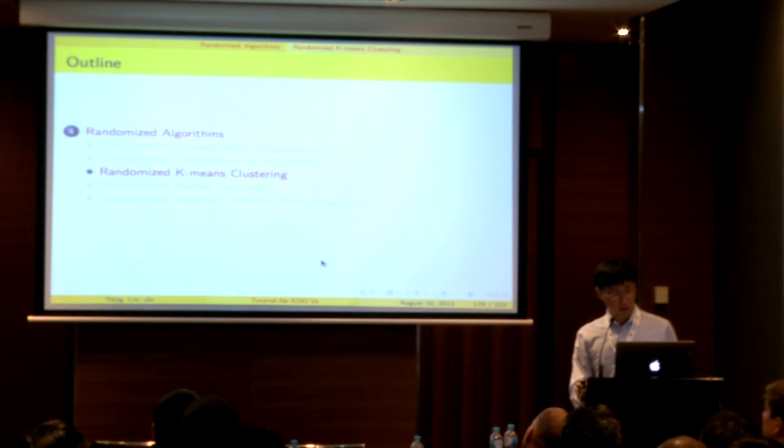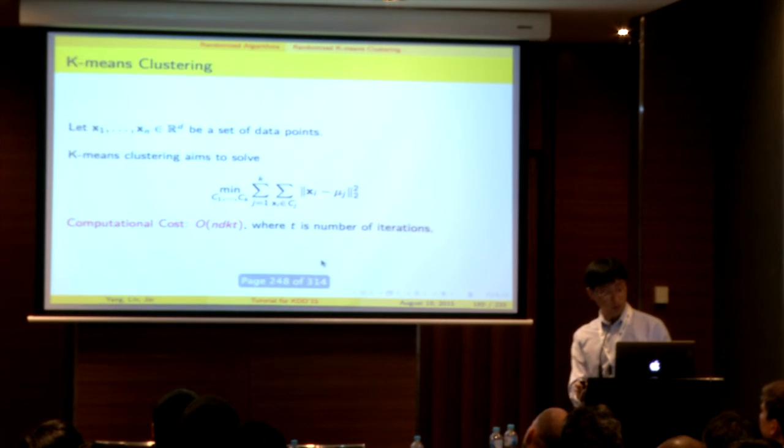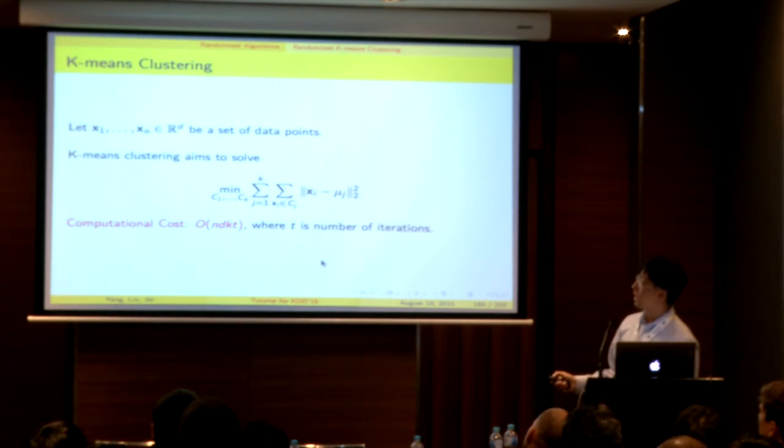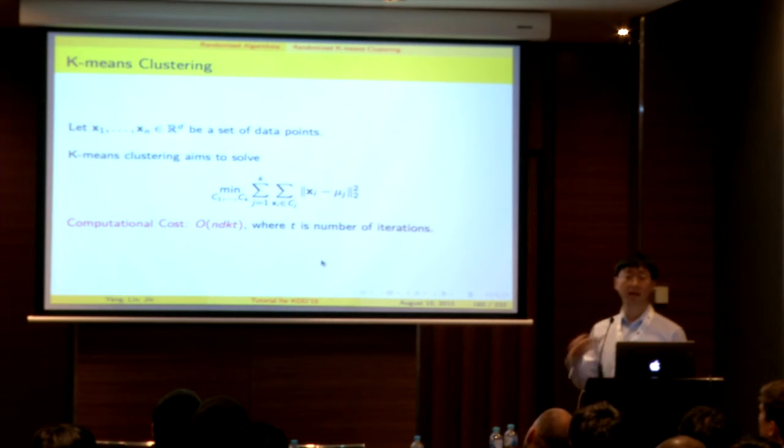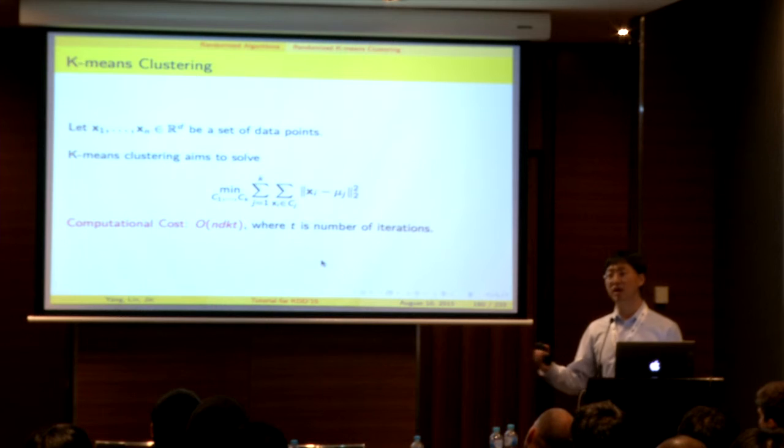Okay, so next is randomized k-means clustering. K-means clustering is given a bunch of training data points, x1 to xm, with d dimensions. We want to solve this optimization problem: find a partition of the data such that, for the data points in each cluster, the distance to their mean is minimized.